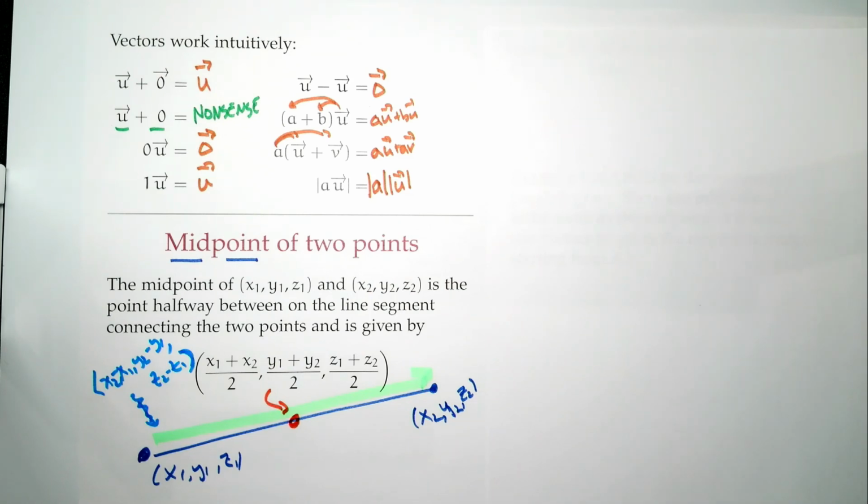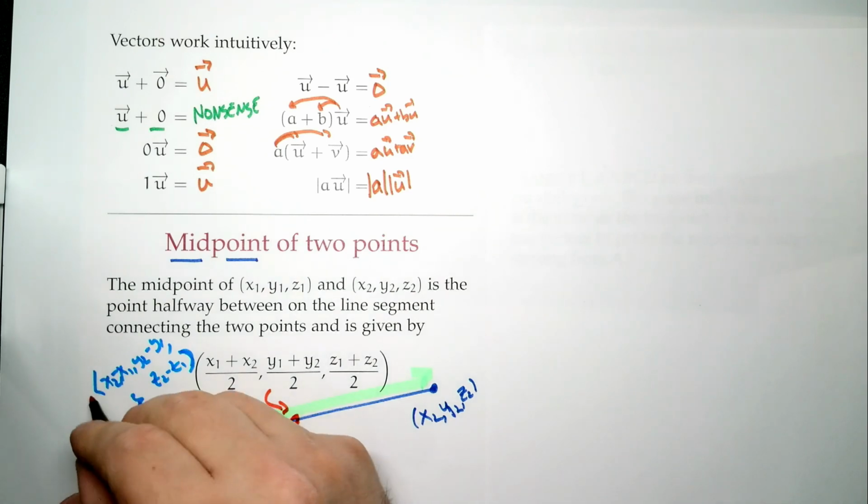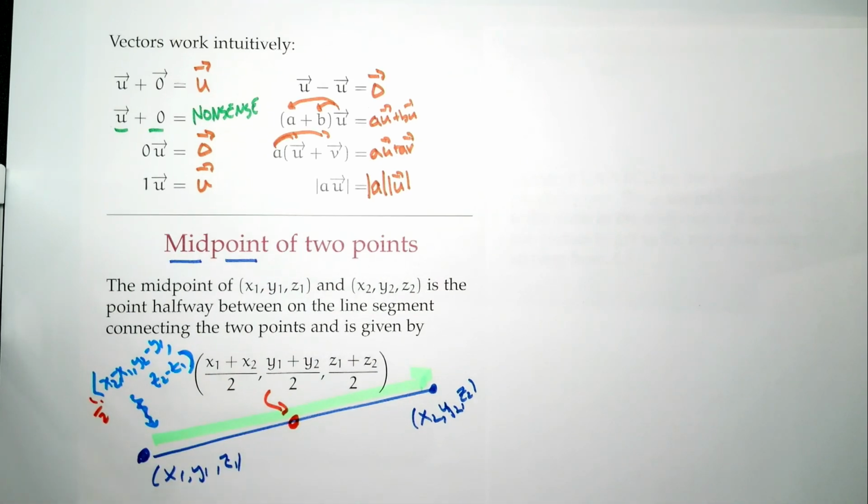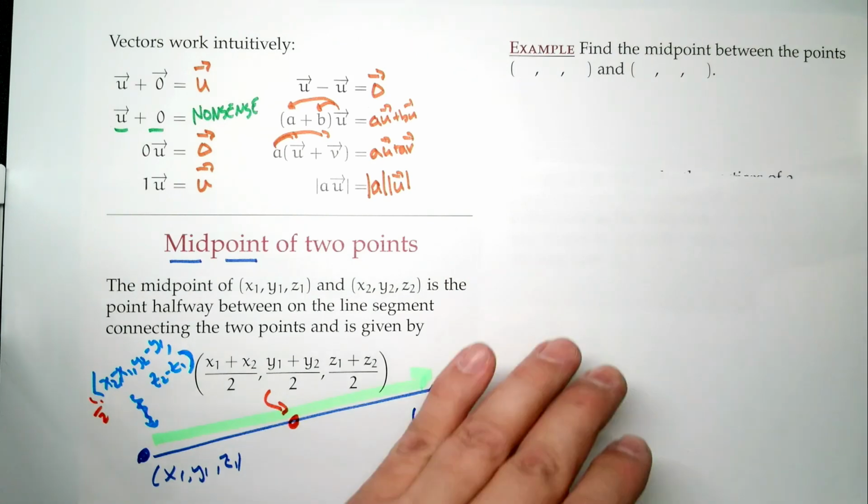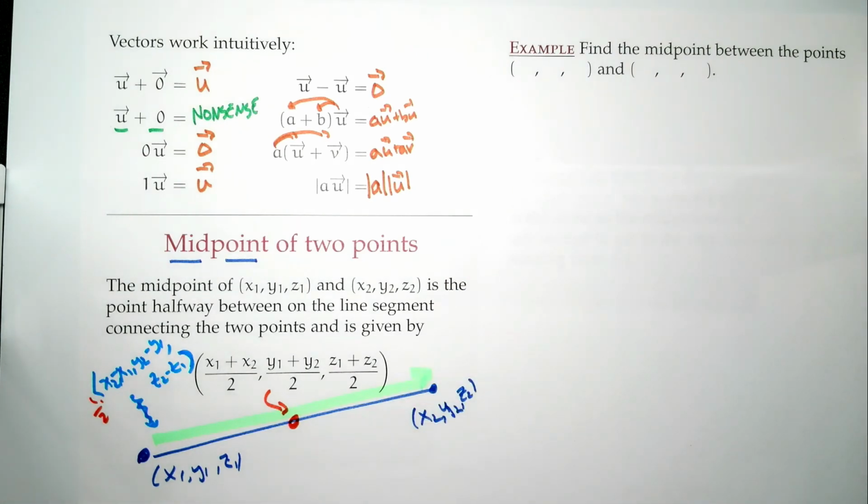How do I find a vector that goes half the length? I scale it. By how much? Yeah, I take this and multiply it by half. And now I have a vector that goes half the length. Start at x1, y1, z1, go half the distance, and we're at the midpoint. So by using vectors, we're allowed to carry this out. Okay, let's do an example here. Find the midpoint between some points.